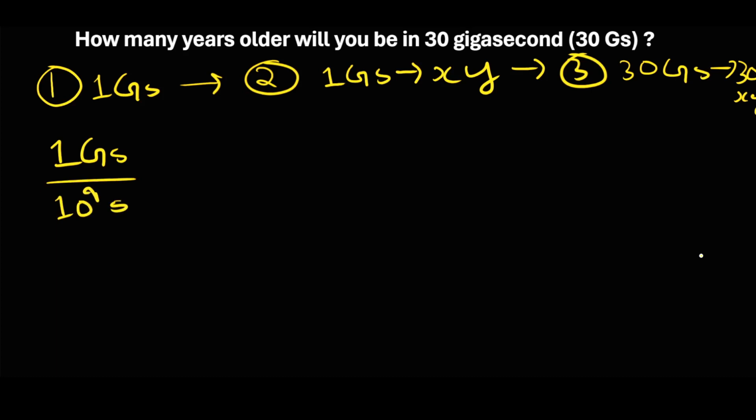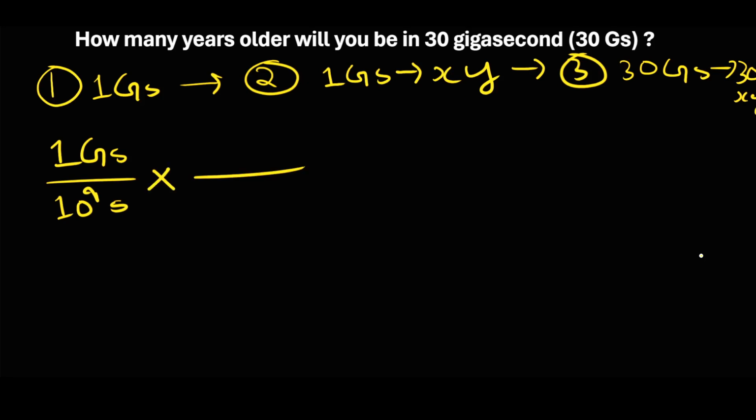Now I want to change this into years. I want to know how many years there are in a gigasecond. Why do I want to know this? Because we usually talk about these things in years. We don't say how many minutes older you will be after 3 seconds. We just say how many years older you will be next year. That's why.